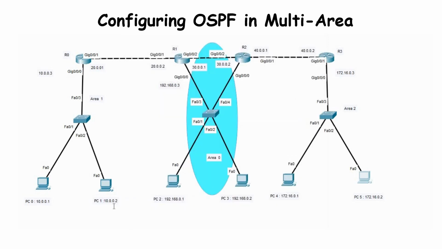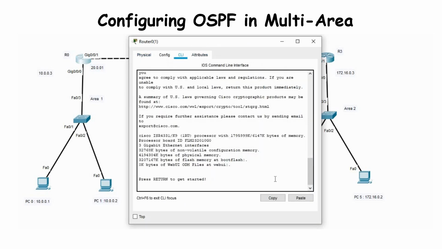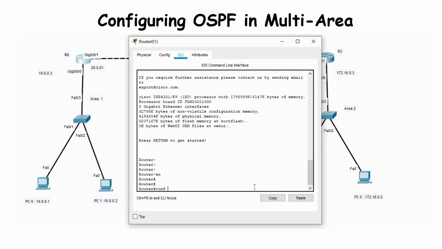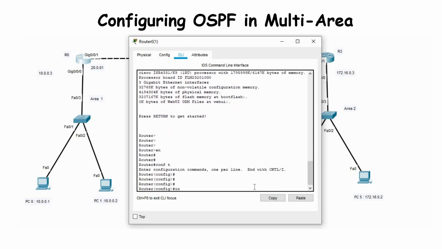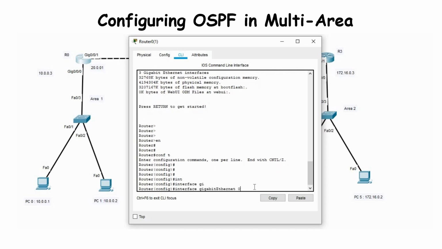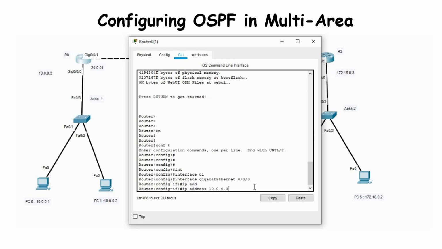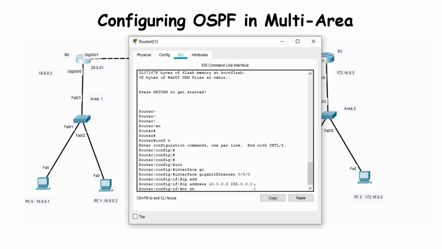Now we have configured IP addresses on all end devices. We'll go ahead and configure IP addresses on the routers. For router 0, there are two interfaces, gigabit 0/0/0 and 0/0/1. Enable mode, configuration mode. First interface is interface gigabit 0/0/0, IP address 10.0.0.3 with default subnet mask, and no shut command to bring up the interface.